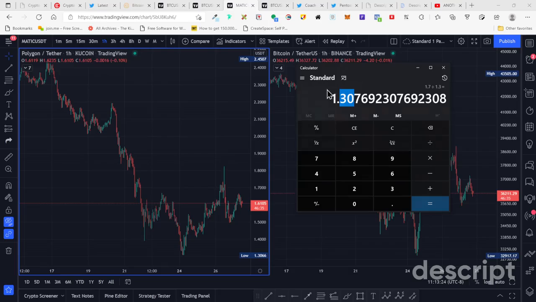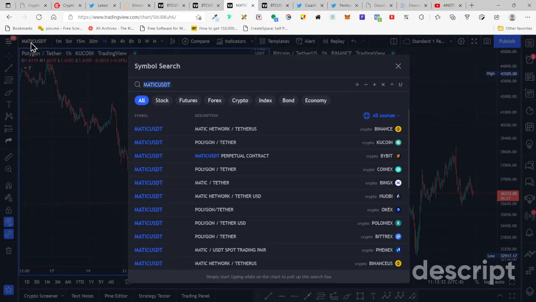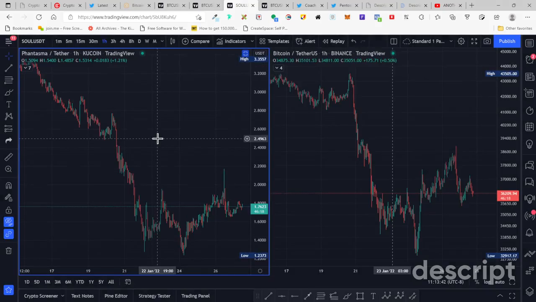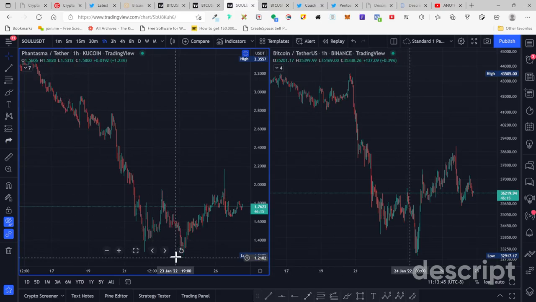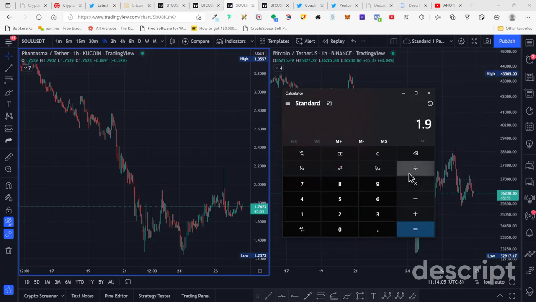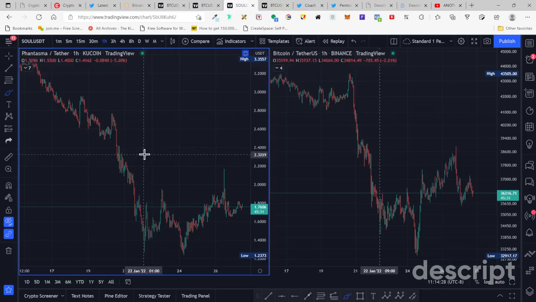Let's take a look at another one here. Again, just as an example here, you want to find your own and maybe decide to use these, but I'm not necessarily promoting the use of these specific ones, only just illustrating. So again, we've got Sol, Phantasma. The bottom looks like about, let's call it 130, and the top we'll call it 190 to be conservative. So let's pull up our calculator. We go 1.9 divided by 1.3, and look at there, 46% return on that particular one.